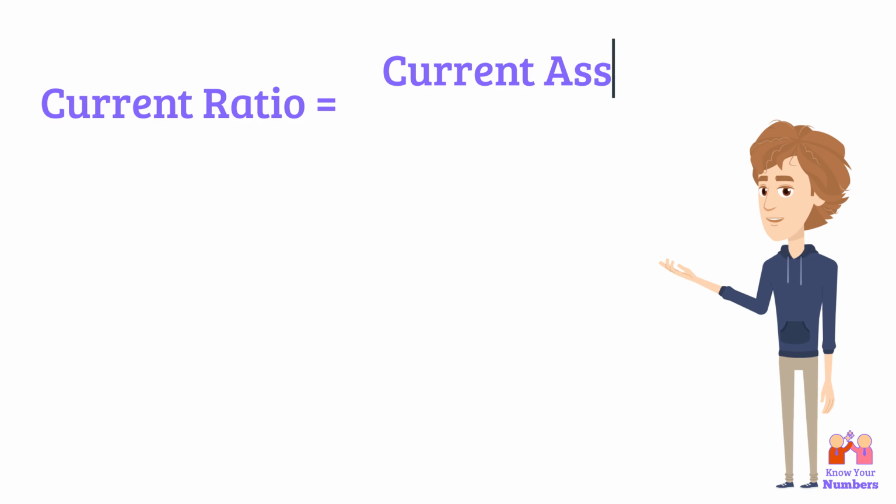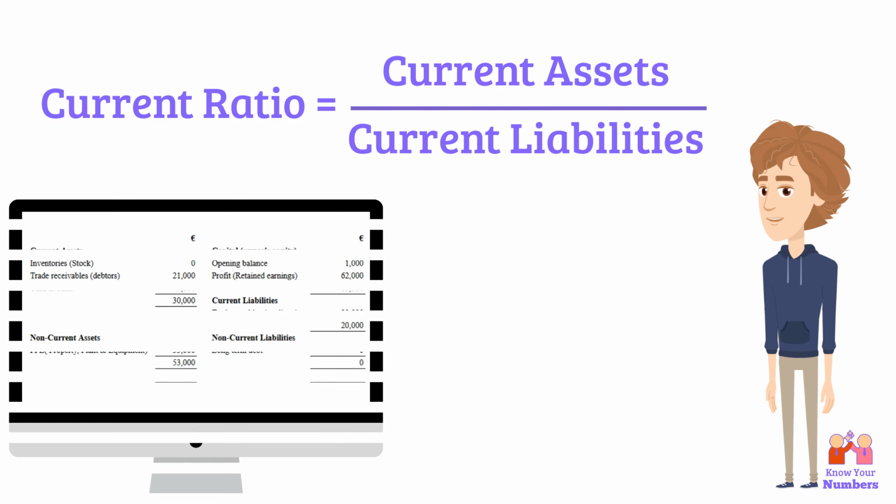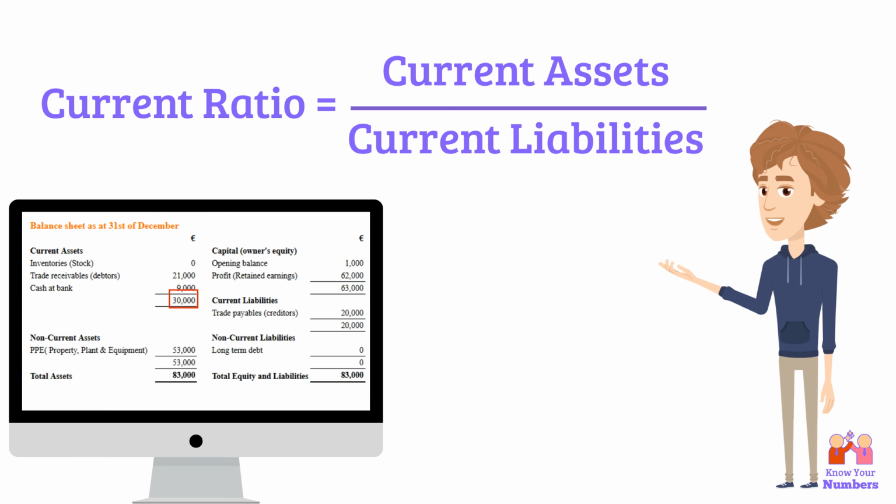Alright, let's see how my liquidity looks. I've got 30,000 euros in current assets. That's things like cash, receivables, and anything I can turn into cash within a year. My current liabilities? 20,000 euros, those are bills and payments due within a year.